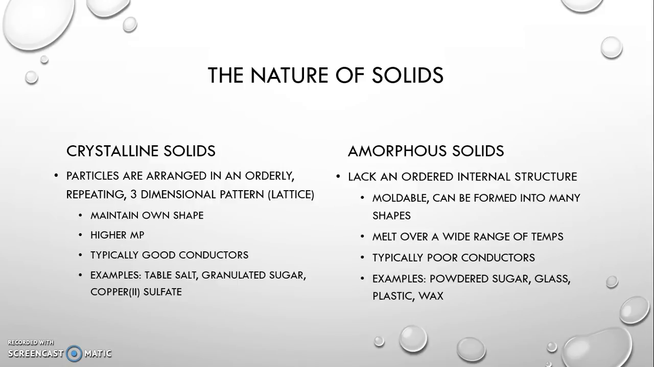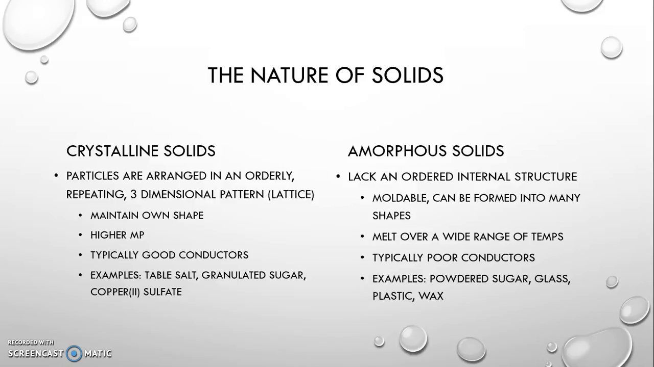I think your gemstones, your minerals, your rocks, like your garnets, your rubies, your amethysts, your sapphires, stuff like that. Those are examples of crystalline solids. They maintain their own shape. They have a very high melting point. They're typically going to be good conductors. And some more examples of those would be like your table salt, your granulated sugar, and even copper II sulfate.